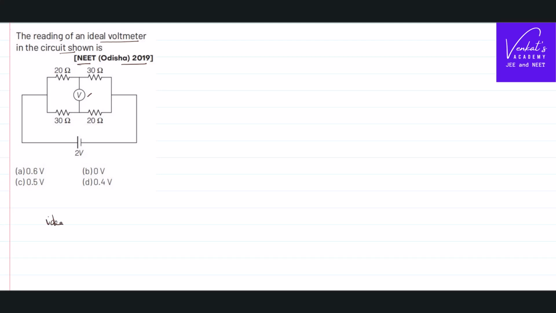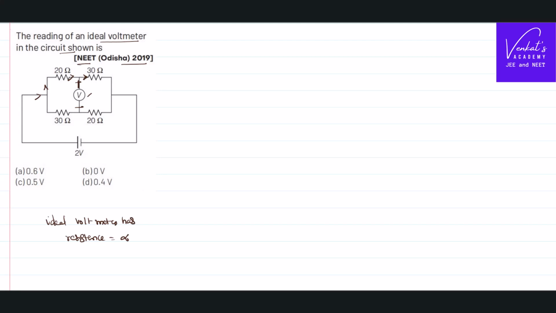A voltmeter is said to be ideal when it has infinite resistance. So a voltmeter being ideal means its resistance is infinite. Between these two points, as the resistance is infinite, no current is passing. So the equivalent circuit is this: when the current comes from here, after reaching here, no current passes through this voltmeter, no significant current, because that has infinite resistance.